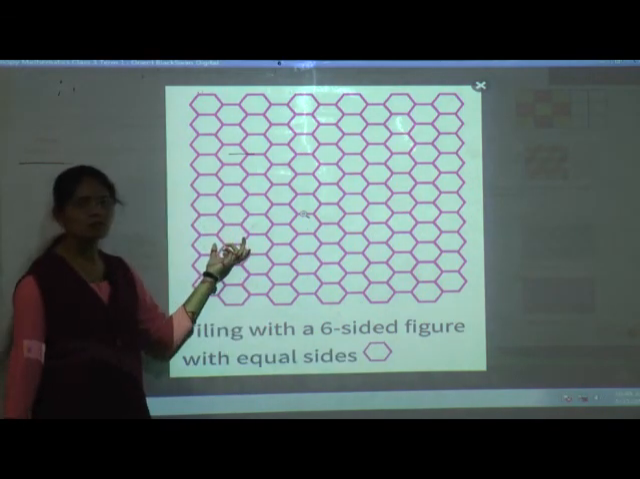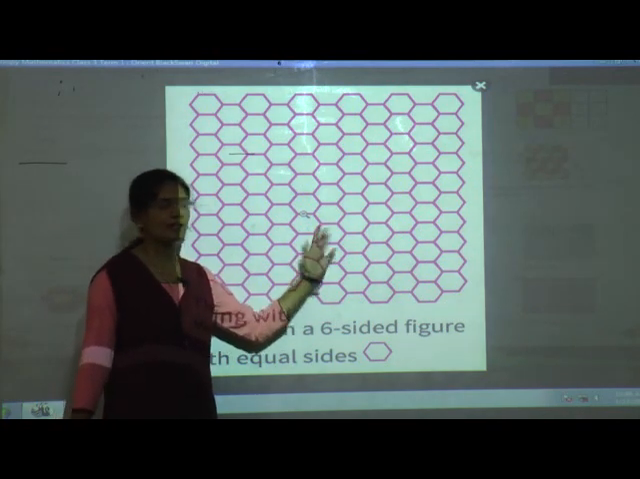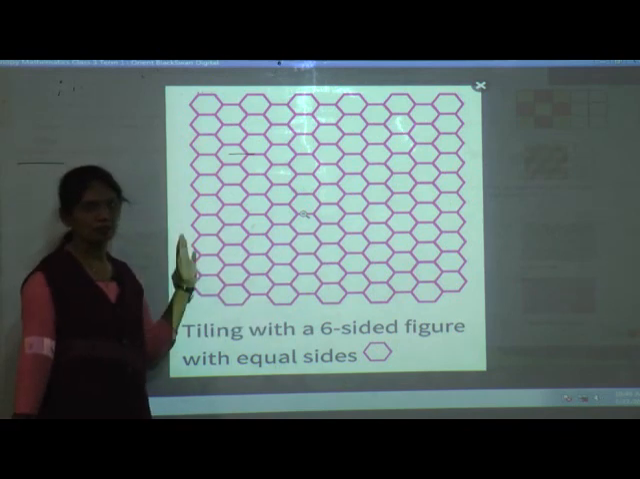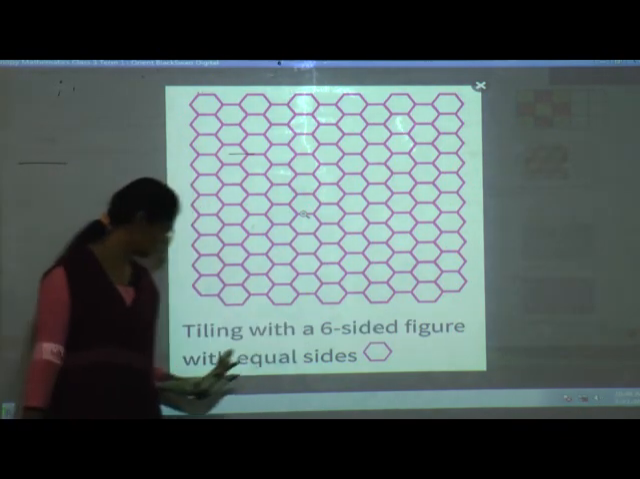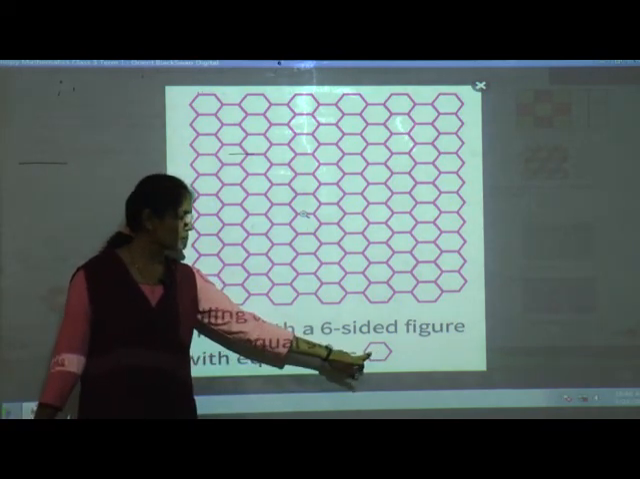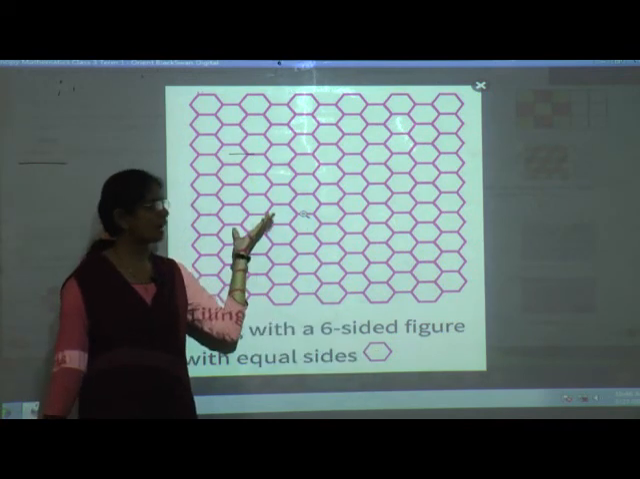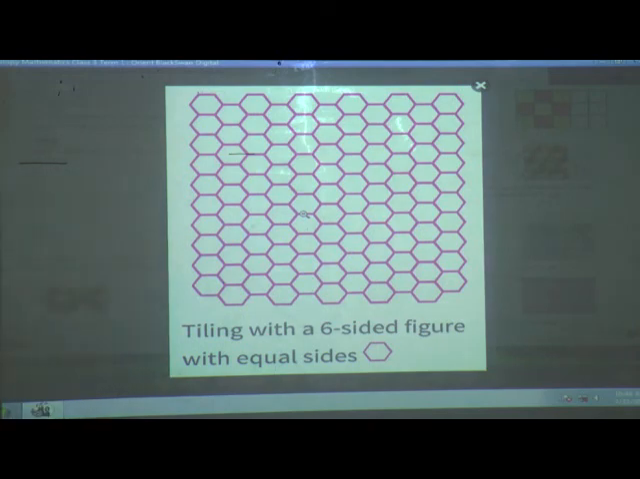Now if we fit this hexagon together without leaving a gap, then we will get a tiling like this. So, tiling with a six-sided figure with equal sides, that is a hexagon. If we fit hexagons together like this without leaving a gap, then we will get a tiling of this.